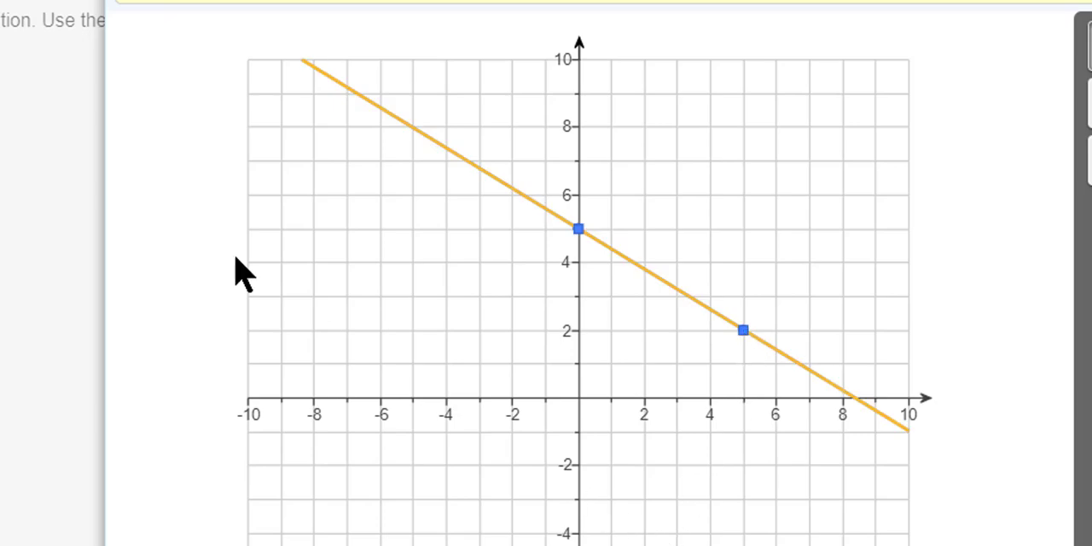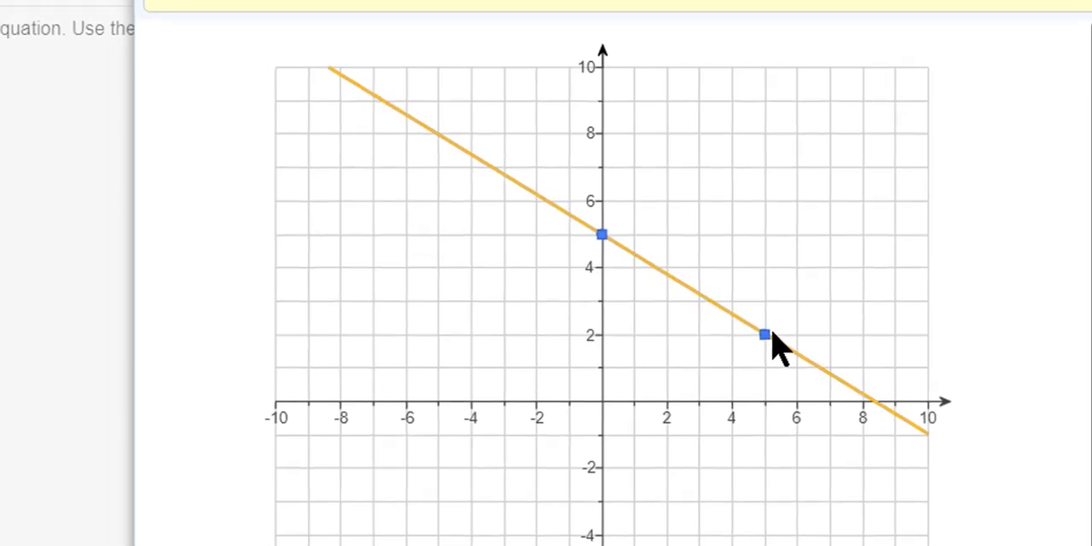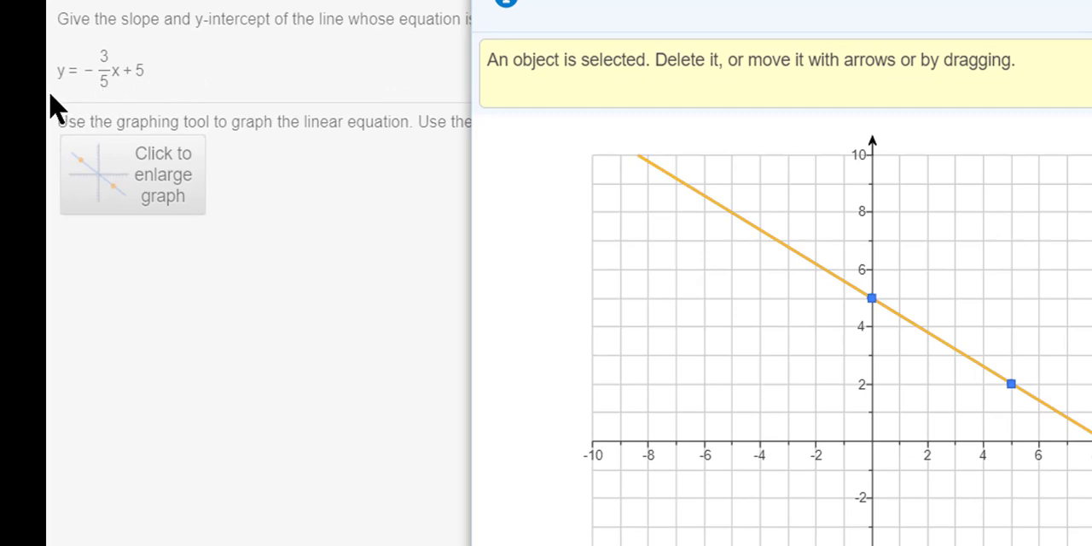point. Another way to find the second point to plot would be if you plug in, I don't know, say 5 for x, you'd have y equals -3/5 times 5 plus 5, and that would be y equals 2. So at 5 comma 2, I would have a point. You can pick any value, and it should work, whether you pick 1, 2, 3, 4.